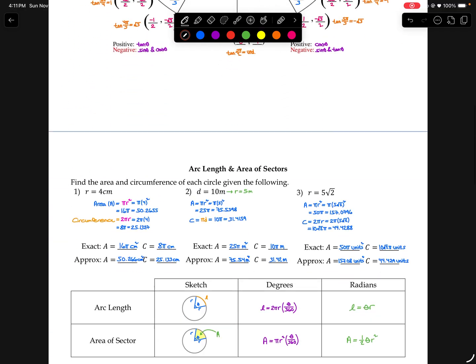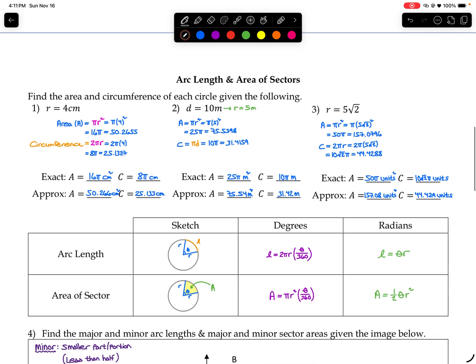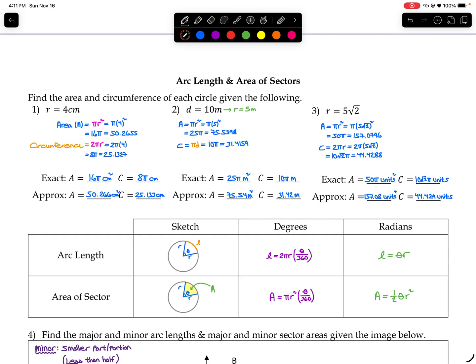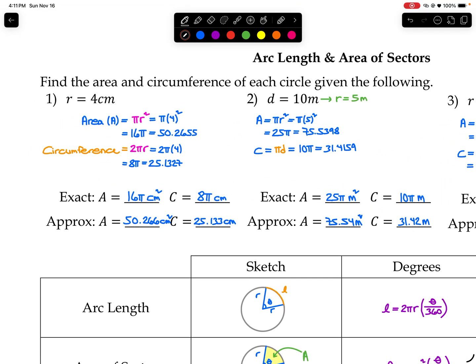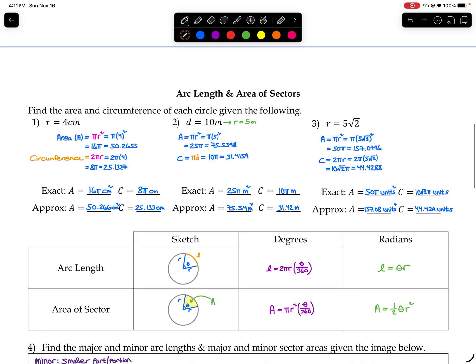With arc length and area of sectors, we're actually going to take advantage of the unit circle, and we're going to apply and use a lot of those values. So looking at arc length and area of sectors, the first thing we're going to look at is just finding the area and the circumference of the following. This is just a really quick recap and review.